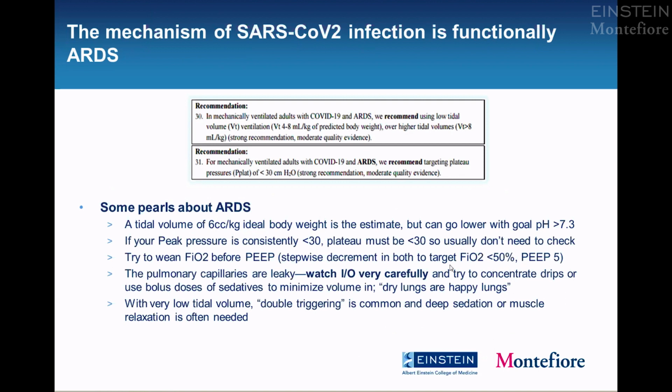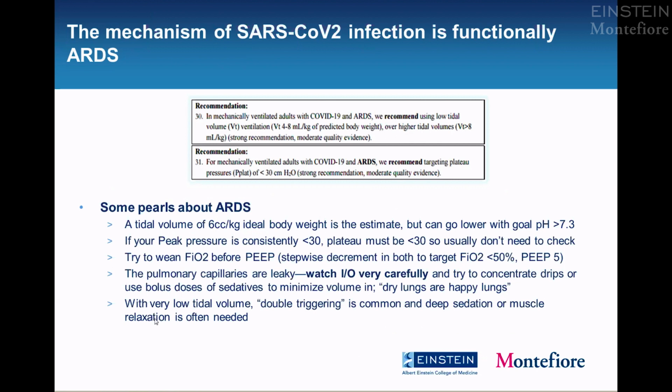And the goal is a target FiO2 of under 50 and a PEEP of 5, but obviously try to reach that FiO2 target first. As I mentioned, watching ins and outs in these patients is probably one of the most important therapeutic things that we can do. You really want to try to minimize volume in, whether that means concentrating drips, not relying on drips when you can, or trying to use bolus doses of sedative medications and others. Basically just remembering the mantra that dry lungs are happy lungs. It's very, very important in these patients.